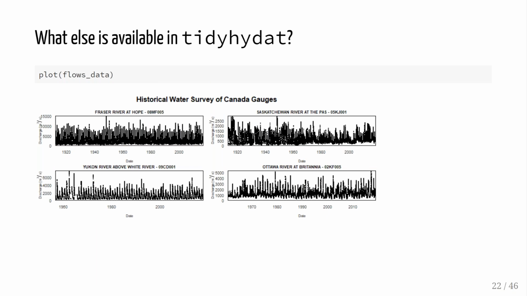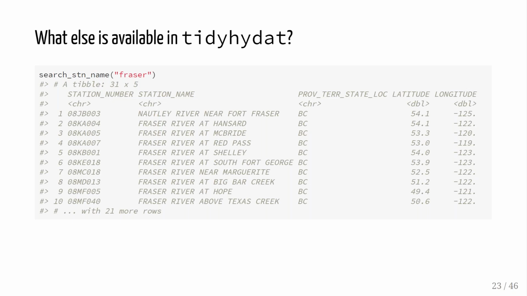If you feed a tidyhydat object, so anything that you've created with tidyhydat code, to the standard plot function, it gives you these basic plots. I certainly wouldn't advocate for anyone publishing with these, but they do give you a quick look at what you might be seeing. It also provides some functions where you might search for data, which gets at how you hone in on some stations. So search station name, and then we've got Fraser, and this gives you all the stations on the Fraser River as well as one on the Nechako near Fort Fraser.